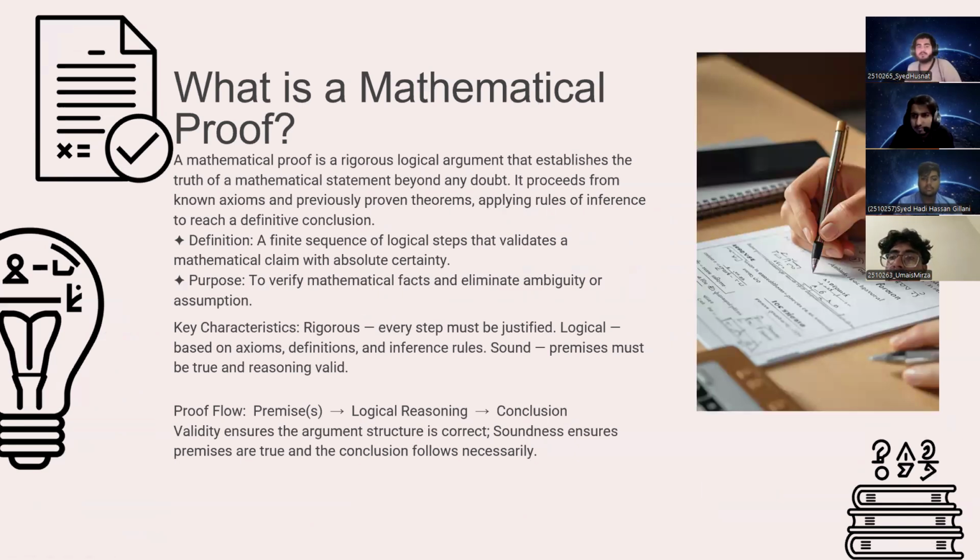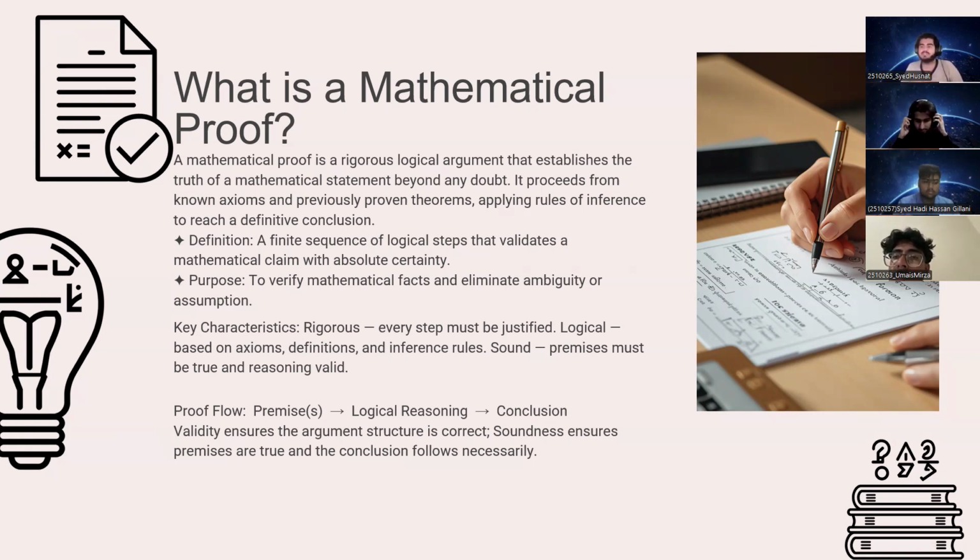Okay, so what is proof? What is a mathematical proof? Let's start with the basics. What exactly is a mathematical proof? A mathematical proof is a rigorous step-by-step logical argument that shows a statement is true beyond any doubt. It starts from things we already know, like previously proven theorems, and uses rules of inference to reach a conclusion.